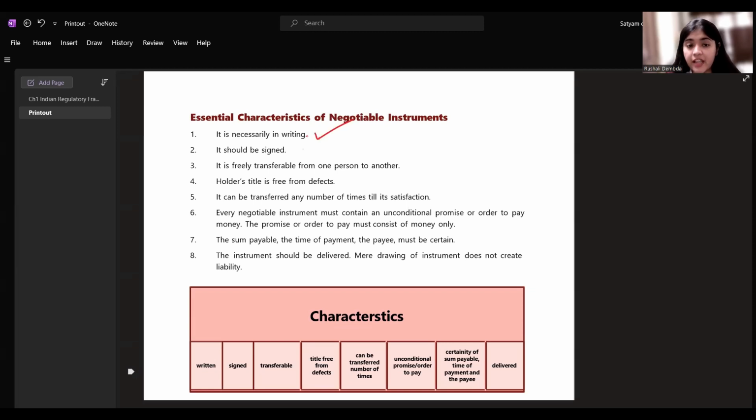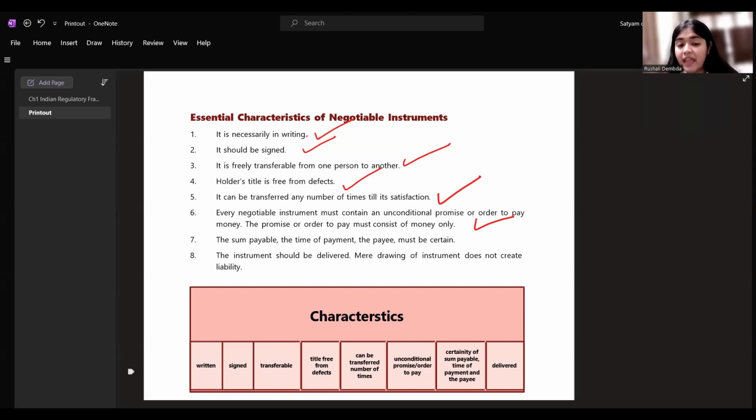So it must be in writing. It should be signed, freely transferable from one person to another. Holder's title is free from defects, can be transferred any number of times till its satisfaction, and the negotiable instrument must contain an unconditional promise or order to pay money. The promise or order to pay must consist of money only. If this question is asked in the examination, you should remember a minimum of 4 or 5 points. The first 5 are very easy. This is the 6th point which I want you to learn because it is very important: the unconditional promise is there and it should involve money only.